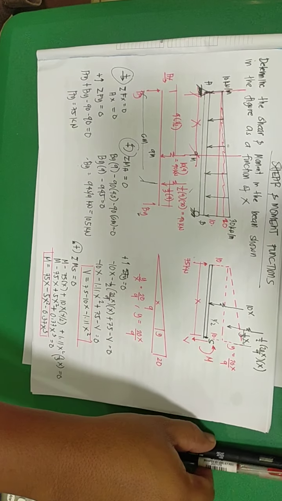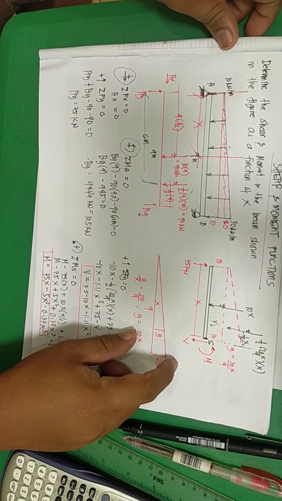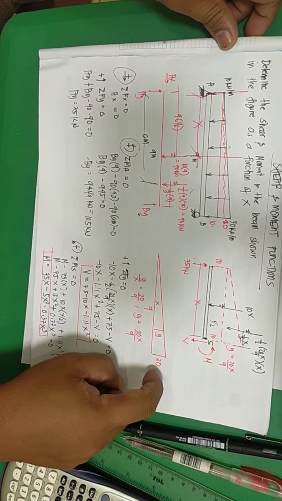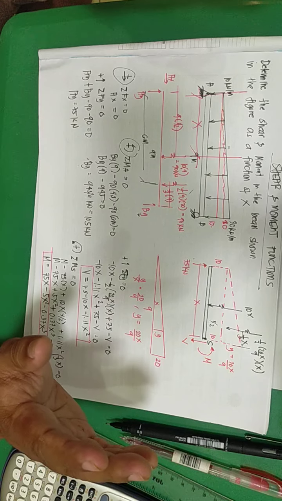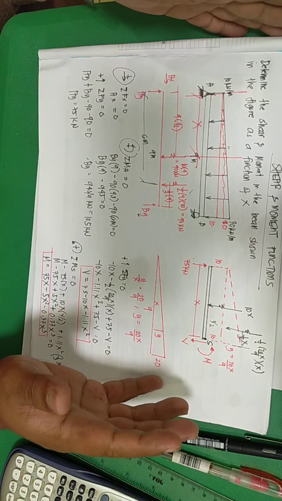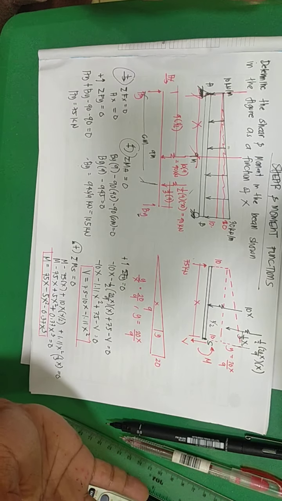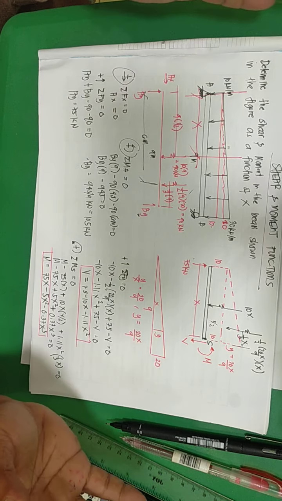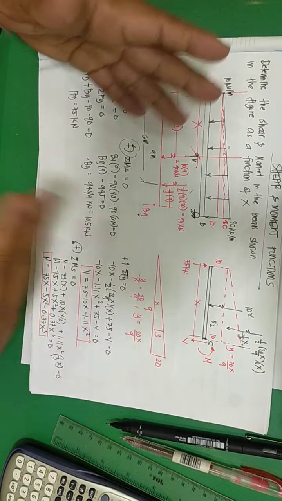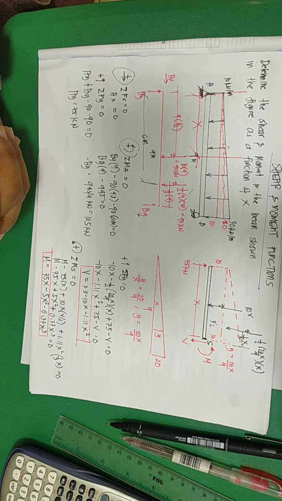So this is the procedure on how to determine the shear and moment as a function of x. Again, you should always take a look at the loadings, whether the loading is continuous or not. If it is continuous from point to point, that is already one function. Else, it will be two or more depending on the loadings.